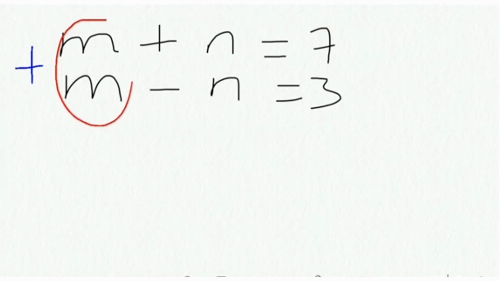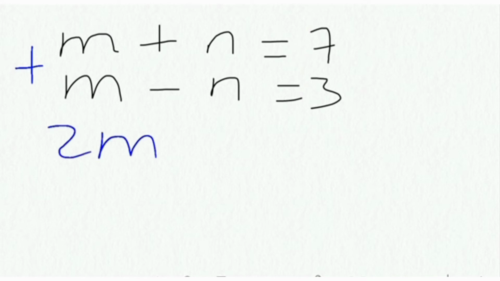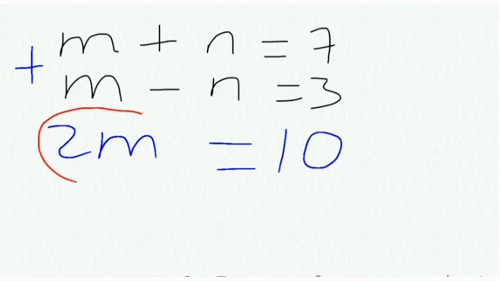And that's the sign that we are going to use throughout this. M plus m, n plus negative n, and 7 plus 3. M plus m is equal to 2m. And n plus negative n is equal to 0. I'm not going to write that. Let me just write 7 plus 3 is equal to 10.